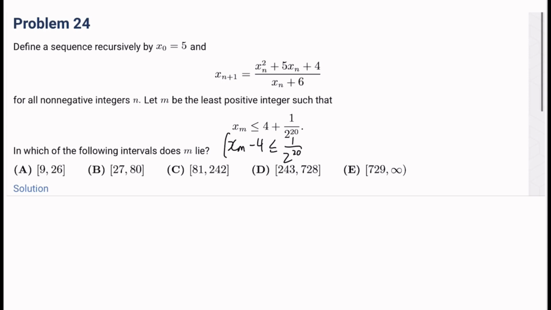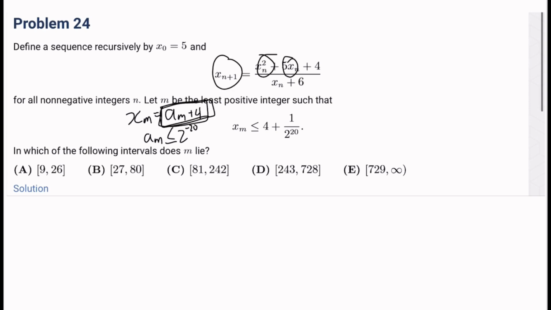And so let's just say that this is equal to a separate value, so let's just say that's am. Then xm is equal to am plus 4, right? And am is less than or equal to 2 to the negative 20th power. And so we have those things. And now we can substitute this into the x's, right? And so if we put that in there, then that gives us an plus 1 plus 4, right? Because x is an plus 4.